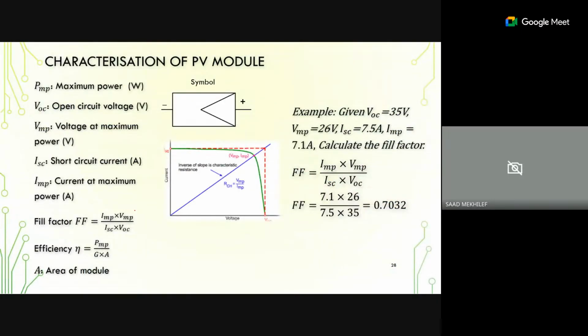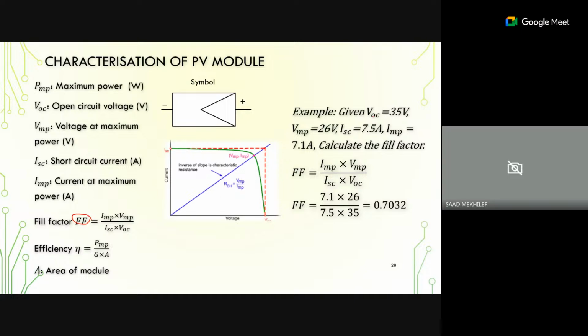The MPPT, or the fill factor, as I call it, I think this is also important. The fill factor is very important to calculate. It is actually IMP times VMP divided by short circuit current times open circuit voltage. So this is the maximum, what I call the fill factor.